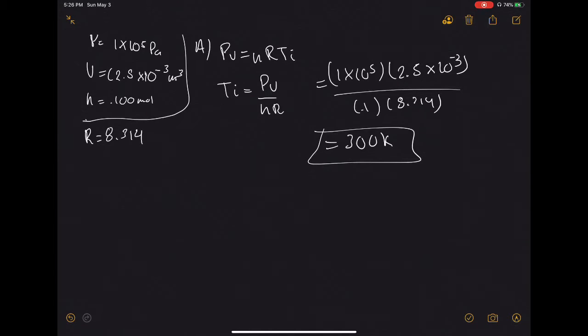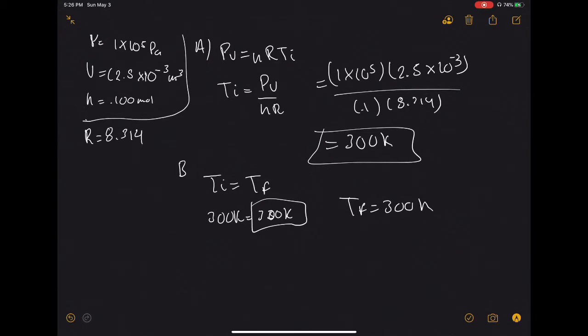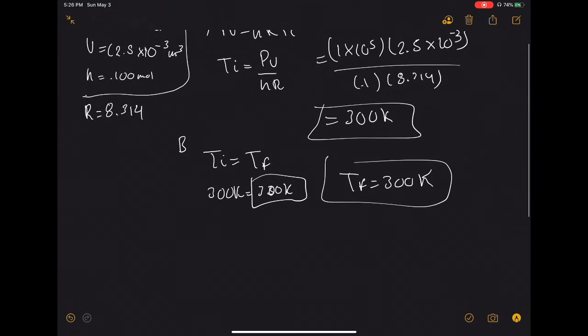So for part B, it says if the gas is allowed to expand to twice the initial volume, find the final temperature in kelvins of the gas if the expansion is isothermal. We know the initial temperature is equal to the final temperature. The initial temperature is 300 Kelvin, so the final temperature is going to be 300 Kelvin. That's the answer for part B: Tf equals 300 Kelvin. I'll write it down again so you guys can see it.